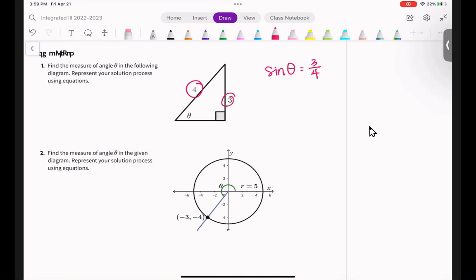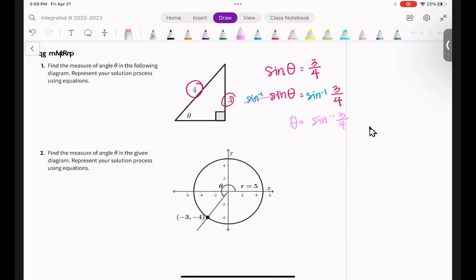So I'm going to copy this so I get sine theta equals 3/4, except I'm going to leave a little space so I can sine inverse both sides. Sine inverse. And so the sine inverse cancels, right? They undo each other. I'm left with theta equals sine inverse of 3/4. And you're like, okay, Ms. Johnson, but I don't know what that is.